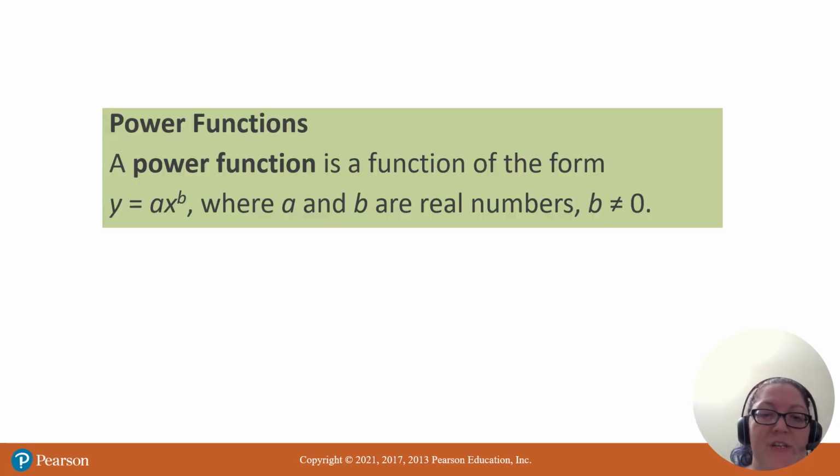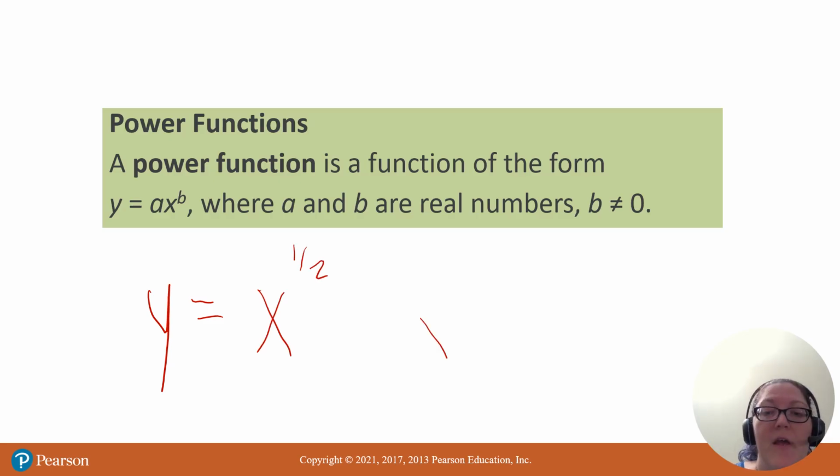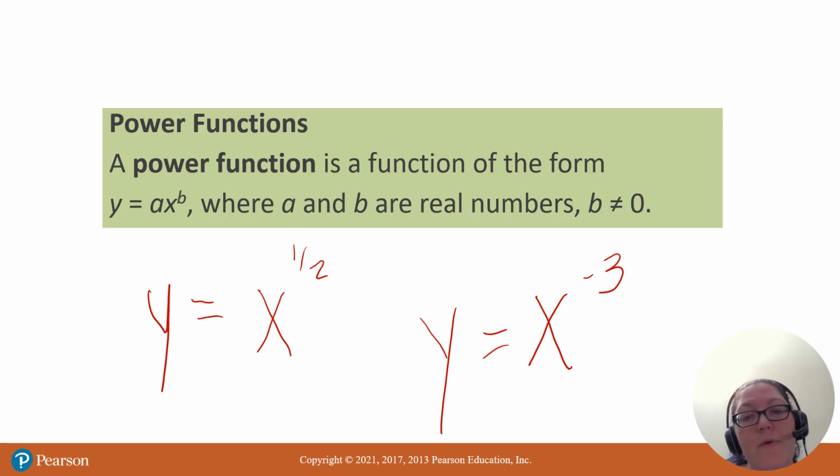A power function is a function of the form y equals a times x to the power of b. Now it makes sense why I call it a power function. There are a couple of rules on what can happen here. Since y equals some number, x can be to the power of 1/2, or x can be to the power of -3. Anything we really want, the only rule is that b itself cannot be 0.